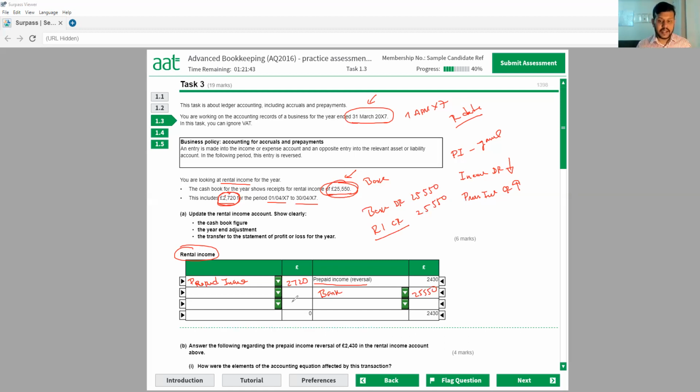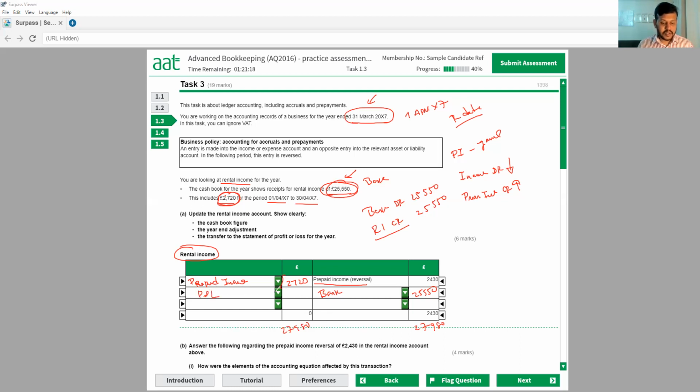So you need to add it to the higher side. This looks like the higher. So 2430 plus 25,550 will give you 27,980. Same thing, 27,980. When you type the information, you will see it will be automatically added together. And the difference, you minus this one, find the balance c/d, that is the profit and loss account.